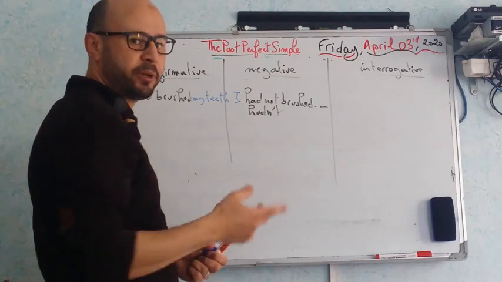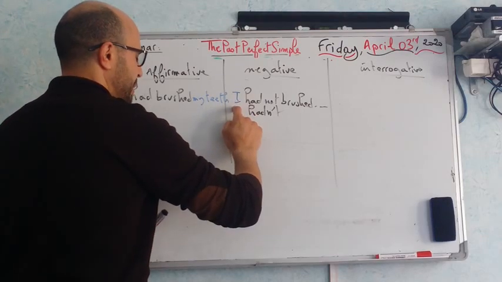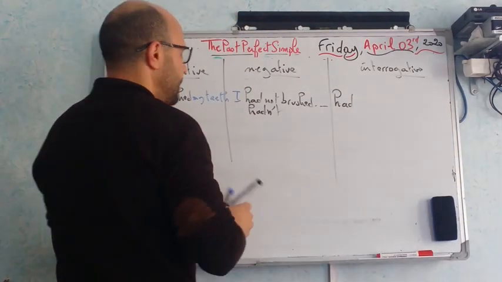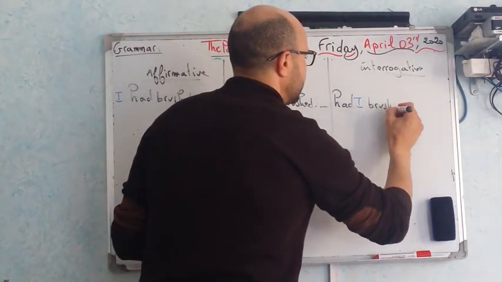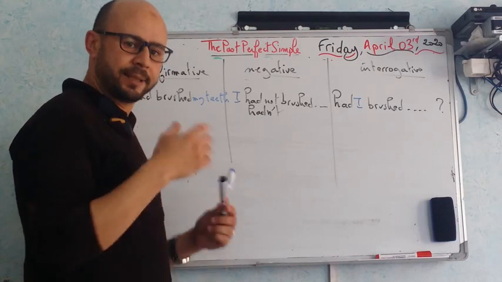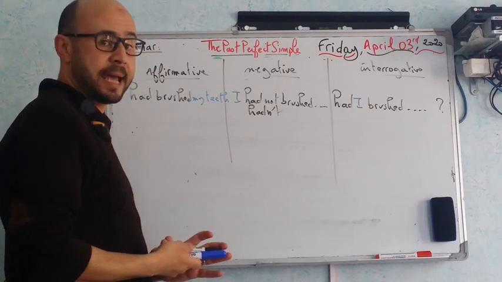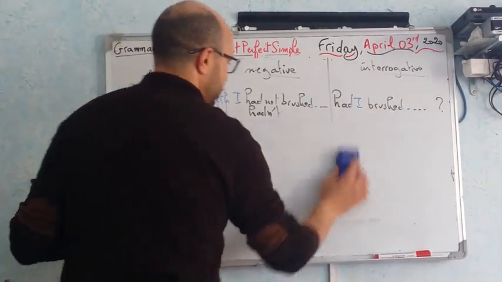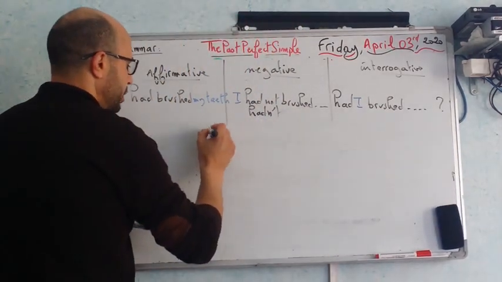For the interrogative form, you remember you need to make an inversion. The inversion between the auxiliary had and the personal pronoun I. So here it's going to be had I brushed my teeth? Question mark. Had you brushed your teeth? Etc. So inversion between the personal pronouns and the auxiliary had. So this is for the form. Now for the use. If we want to know when we use the past perfect, the use.